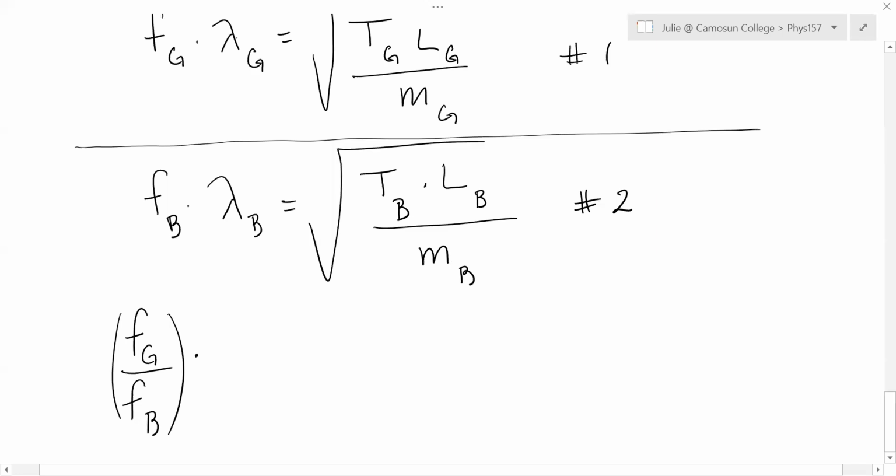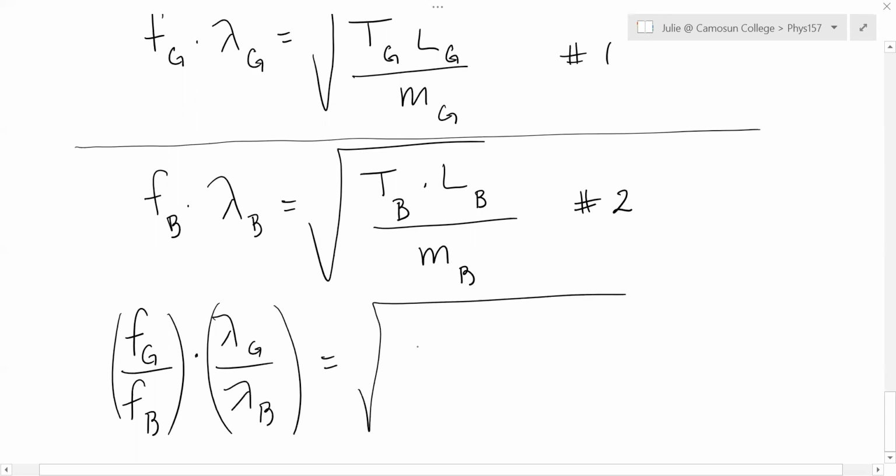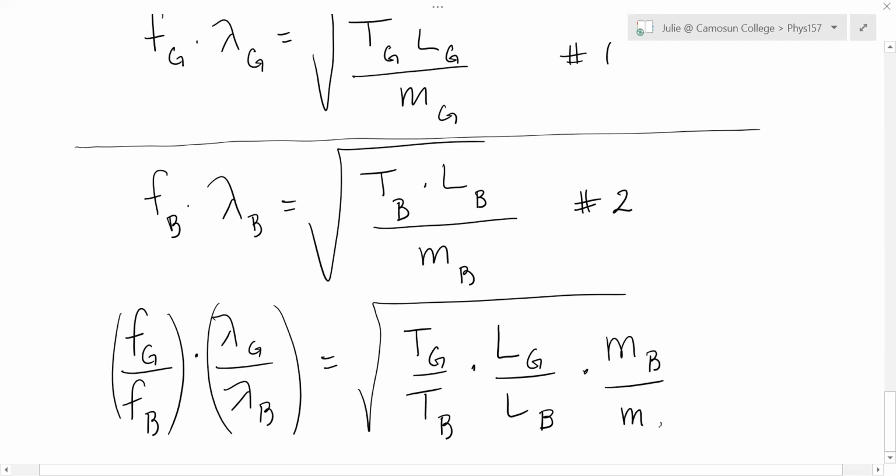You just take each letter and put it in where it appears in the equation. Then we get the ratio of the wavelengths. Under the square root, we would have the ratio of the tensions, the ratio of the lengths. But now look what happens. Because the mass is on the bottom, I have to flip those over. This would be MB over MG.